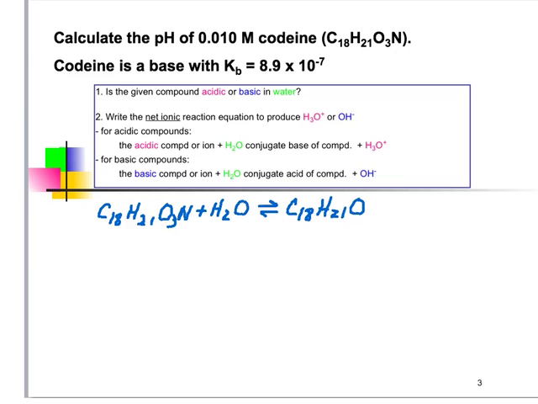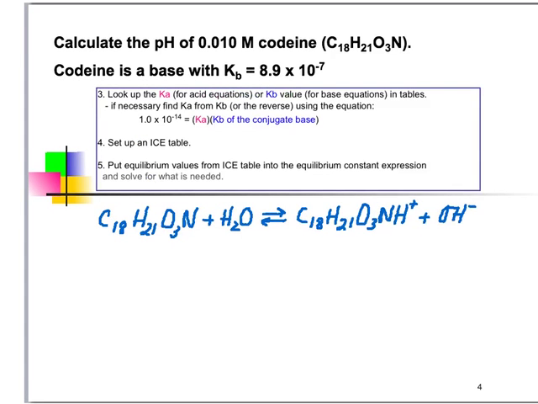H21, O3. And what's different about a conjugate acid compared to the base? It has an extra H+. In the case of these nitrogen bases, the H gets attached to the nitrogen, the lone pair of the nitrogen, and you would write the plus next to the structure. I like to put the H right next to the nitrogen, which is really where it is. So there we have our net ionic equation showing that we're producing OH minus from the base.